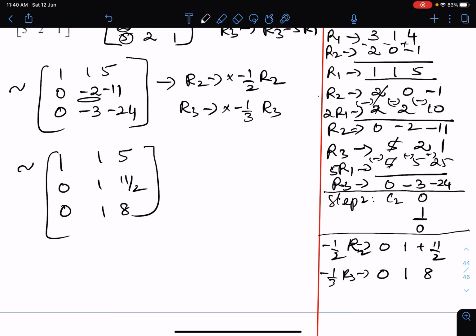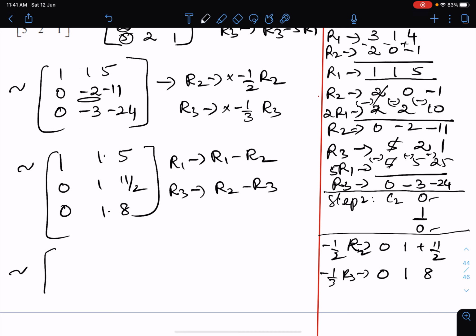Now the next step is you have to bring these two zeros in the second column, that is this one and this one. You are going to make it 0. For that, you are going to change first R1. In R1 you are going to bring it to 0, so R1 is going to be converted into R1 minus R2. Similarly for R3 also you are going to bring this 1 as 0, so this is going to be R3 minus R2. So when you subtract, what is your equivalent matrix?